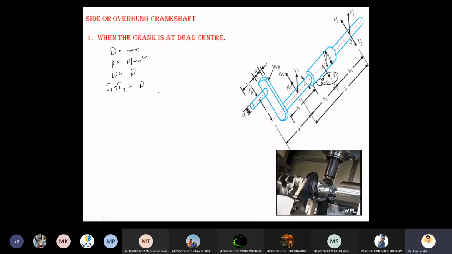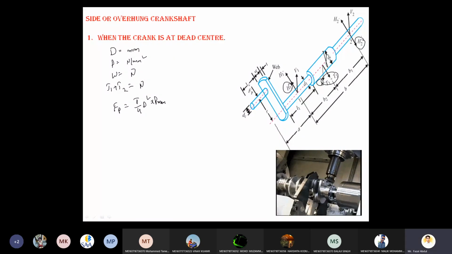Okay, and the gas load is acting on the piston. How much here? As usual, we know this FP is equal to pi by 4 into D square into the maximum gas pressure. Due to this FP, there will be two horizontal reactions. You can find here H1 and H2.